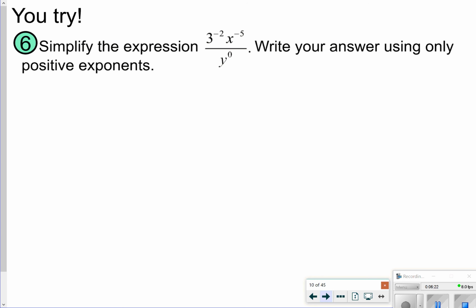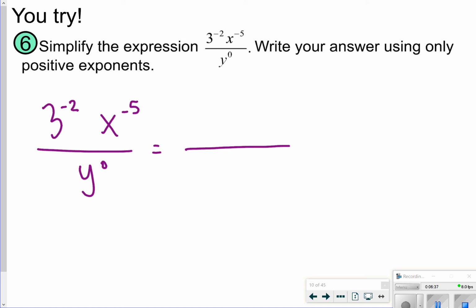Number 6, same type of concept here. Take it one step at a time. I would go ahead and rewrite this in your notes: 3 to the negative 2nd times x to the negative 5th over y to the 0 power. And then eliminate one thing at a time by placing it on your fraction, either in the numerator or the denominator after you've simplified it. Let's go ahead and pause the video if you haven't already. Try it on your own, and then click play to see how it's done and check your work.